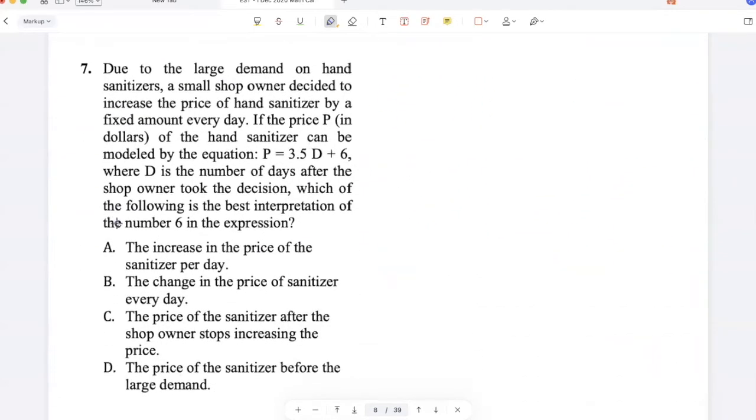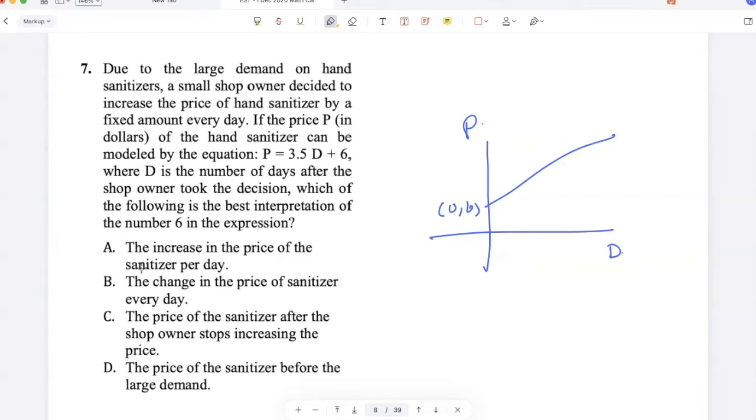Due to the large demand for hand sanitizers, a small shop owner decided to increase the price of hand sanitizer by a fixed amount every day. If the price in dollars of the hand sanitizer can be modeled by this equation, where D is the number of days after the shop owner took the decision, which of the following is the best interpretation of the number 6? So 6 is the y-intercept, right? So this is how the line would look, where this point is 0, 6. This is the price and this is the number of days. So 6 is the price of hand sanitizer before he decided to start increasing, right?